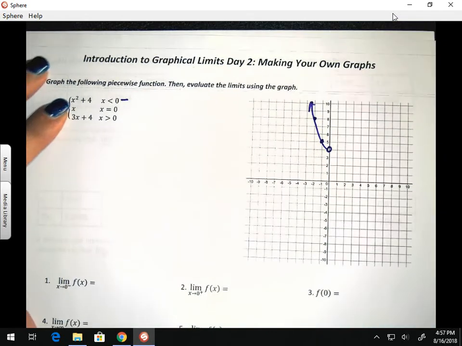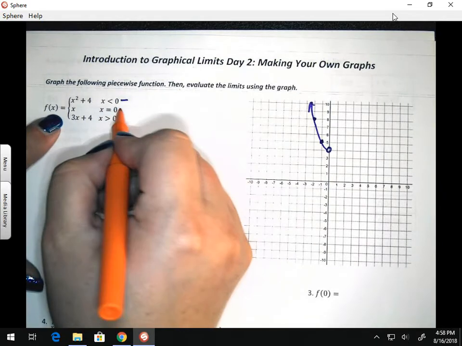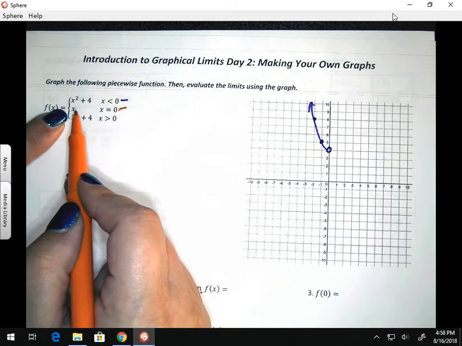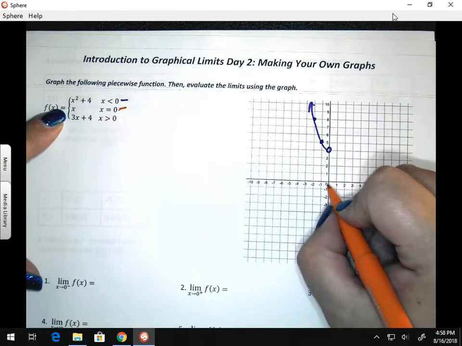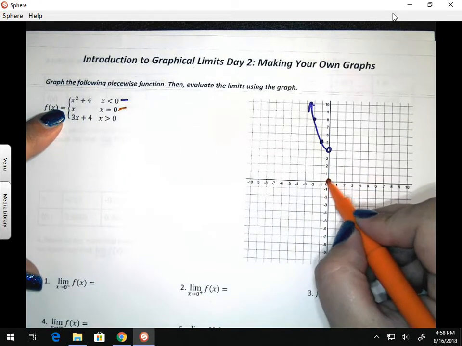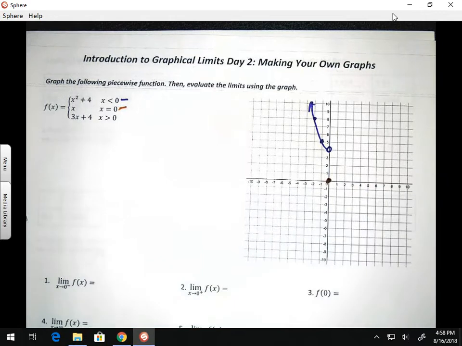Then we also know that if x is equal to 0, we're going to be looking at just the function x, which we know is just a line with a slope of 1 and a y-intercept of 0. So we actually just have a closed dot at (0, 0). Oh, sorry, that marker does not look very good.